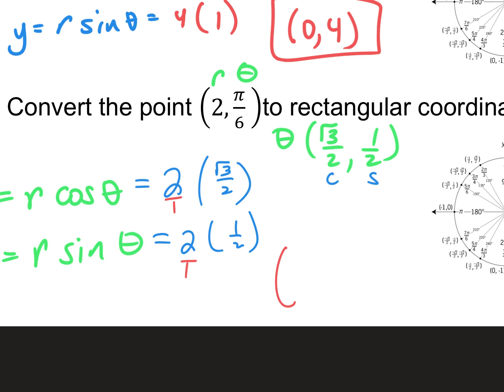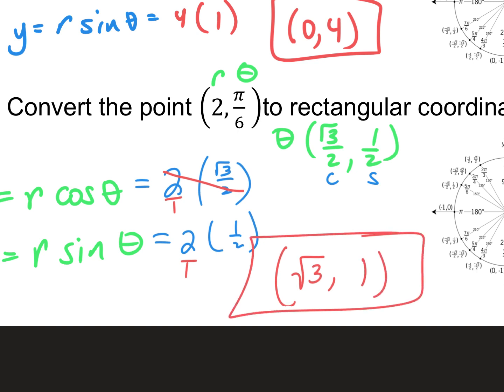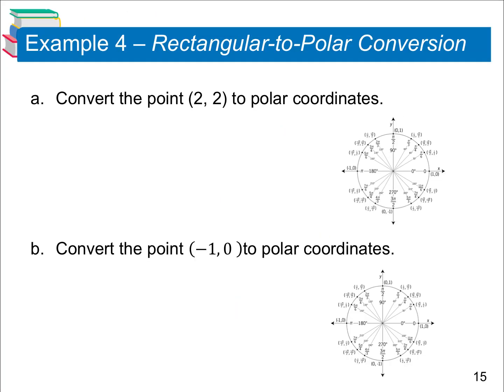Well, if I multiply 2 over 1 times root 3 over 2, what happens to your 2s? They cancel. So it's a square root of 3, comma. What happens when you multiply 2 over 1 times 1 over 2? It just becomes 1. And there is your point. How do we feel? It's not bad, right? All right, let's move along.